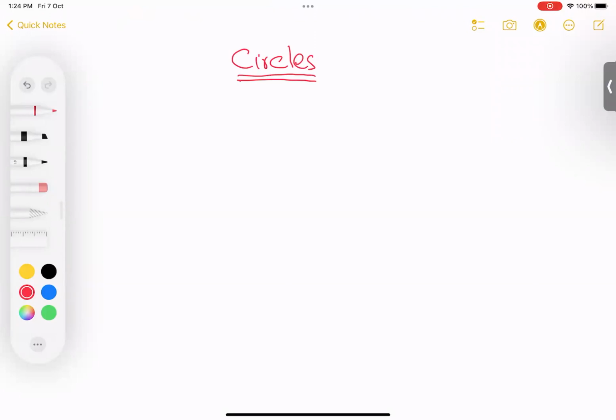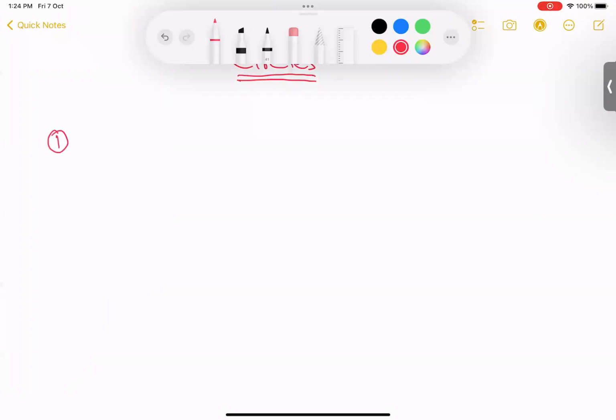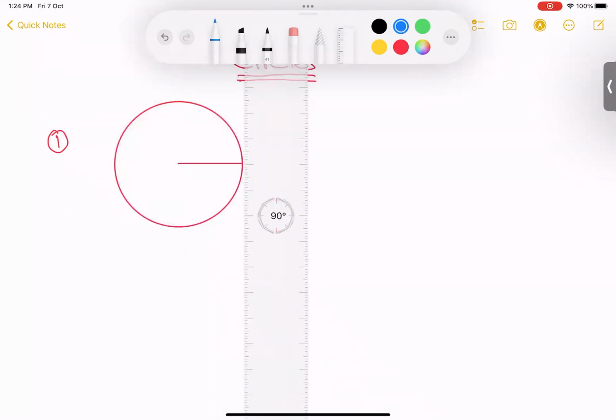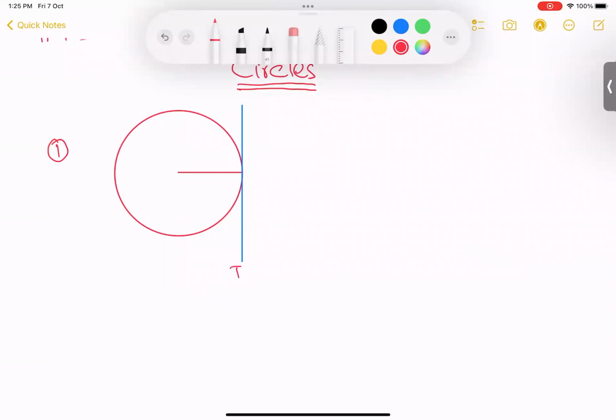Property number one, which I will discuss with you, is here. Number one, whenever we have a circle and whenever we have a radius, and if I have a tangent. So what is the tangent definition? A line that touches the circle and goes is called a tangent. Make sure of one thing, whenever there is a tangent, I'm writing the word tangent, and this is a radius.